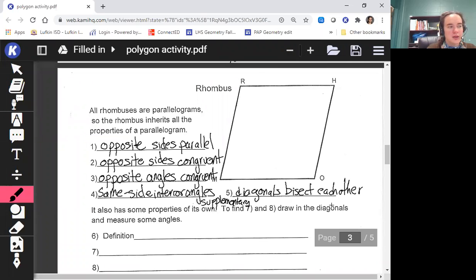Our other properties of a rhombus first come from the definition. And if you measure all of the sides of this figure, they would be the same. So it has 4 sides that are congruent. That's the definition of a rhombus.